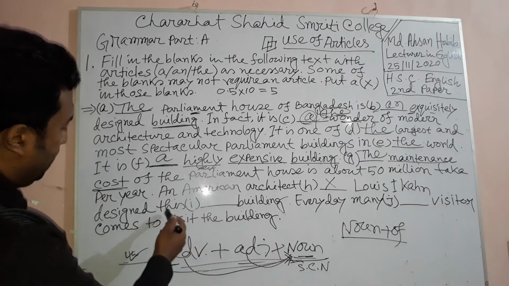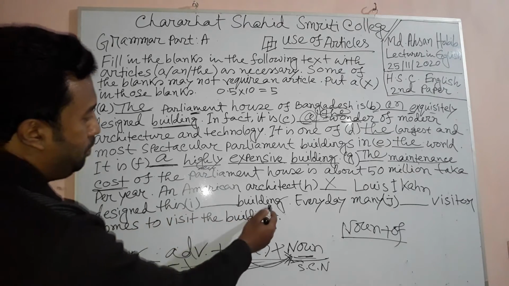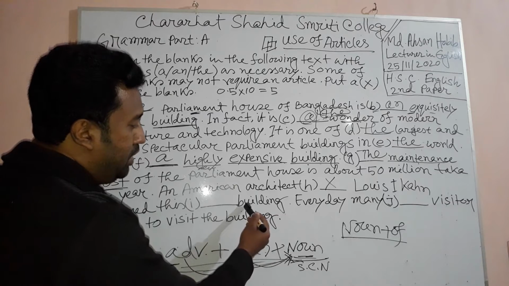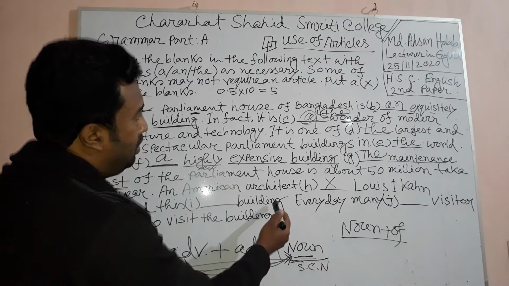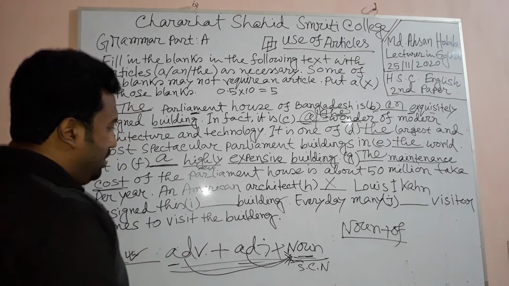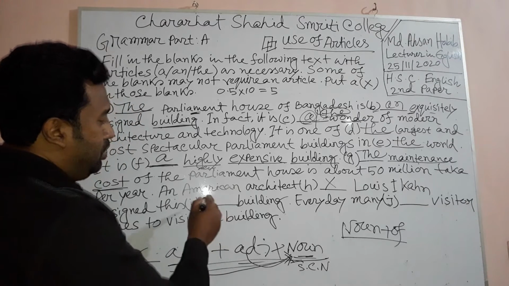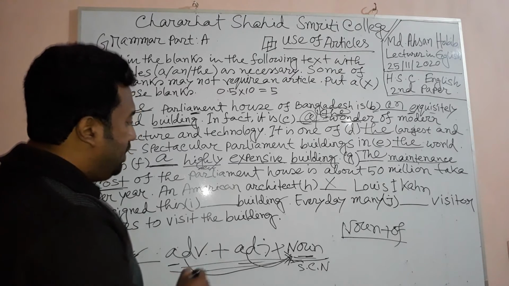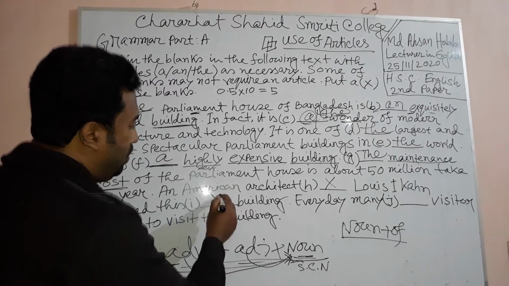Next, designed dash this building. So here also building is a noun, and which article should we put here? Yes, it is also a cross.